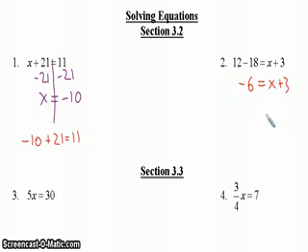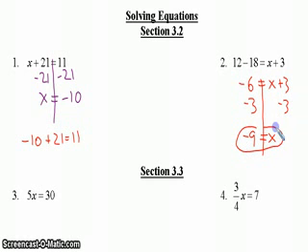Once you've done any simplifying possible, then just like problem number 1, undo what's happening to your variable. You want to get rid of an addition of 3 by subtracting it from both sides. Draw your line if you would like. On your left side, negative 6 minus 3 is negative 9. And on your right side, you have an x, and your positive 3 and negative 3 undo each other, so they're gone. Your solution is, of course, negative 9 equals x.